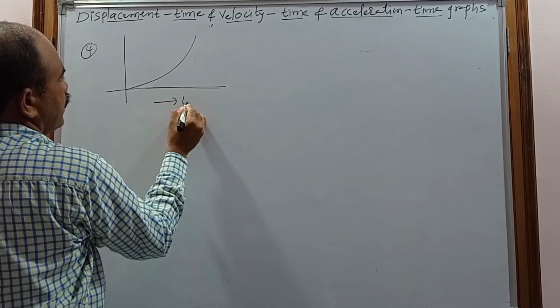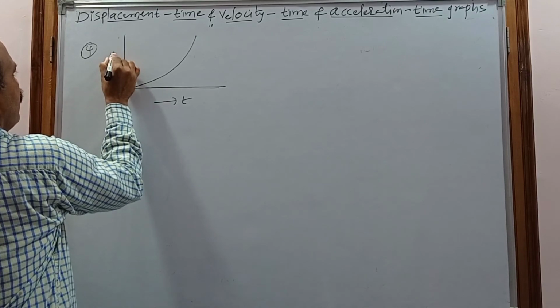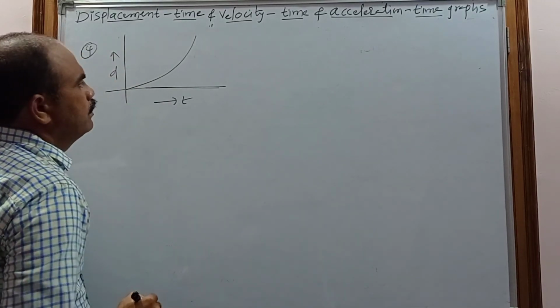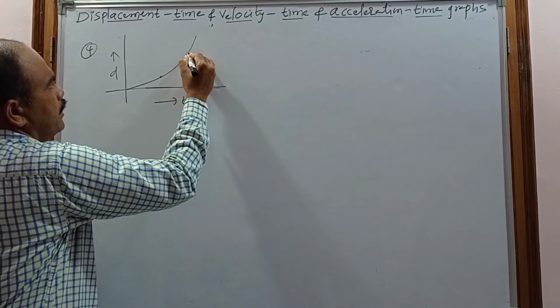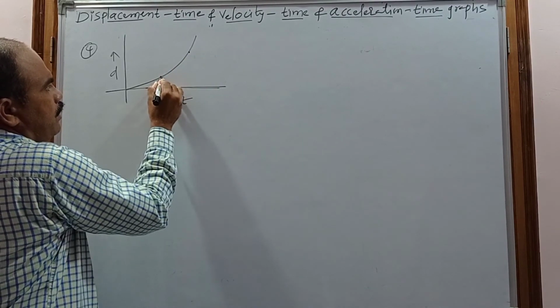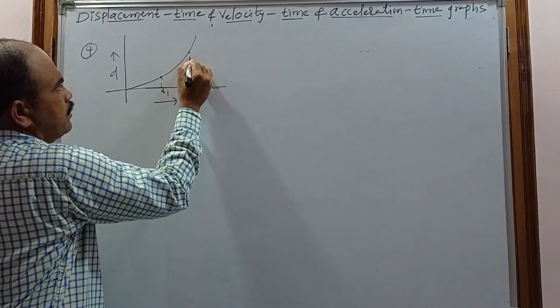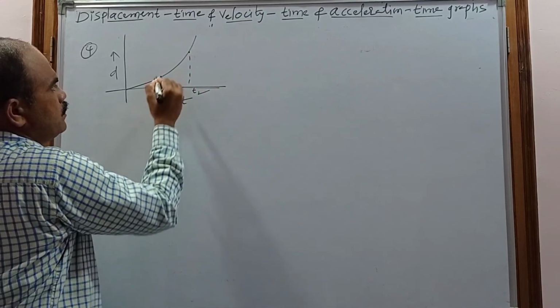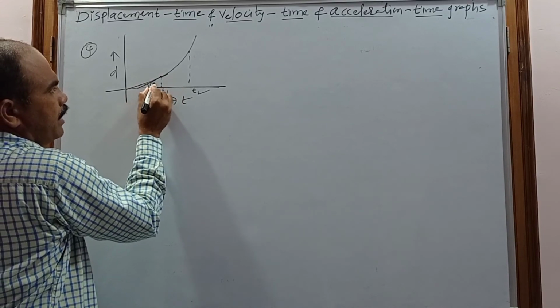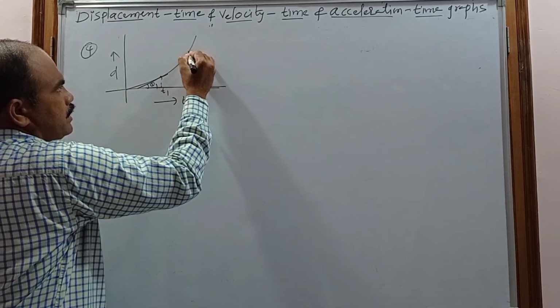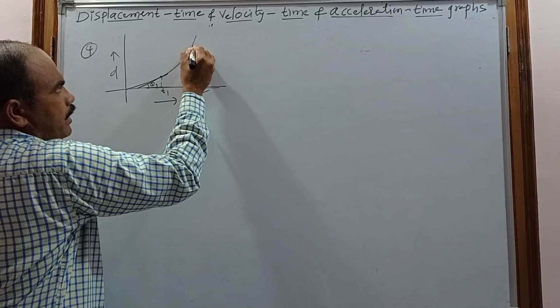By taking the time on the x-axis and displacement on the y-axis, this graph represents which type of motion? Again, to explain, I am taking two points on the graph. This is a point at t1 time, this is a point at t2 time. At these two points, when I draw the tangent, this is a tangent drawn at t1 time, making angle theta 1. And now this is the time t2 when I draw the tangent.